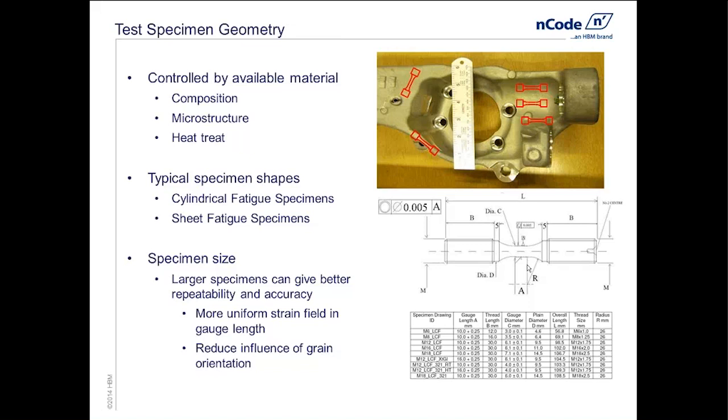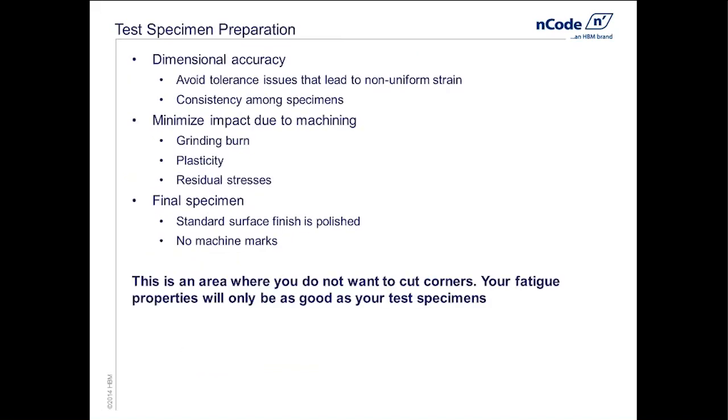With the specimens, we now have to basically create these specimens from the material that we're going to be analyzing. And here is actually one of the key aspects to get good fatigue results. The specimens, one, have to be dimensionally accurate. We're going to want to generate a uniform strain field in that gauge length. And in the test we're using, we're going to put it under tension.